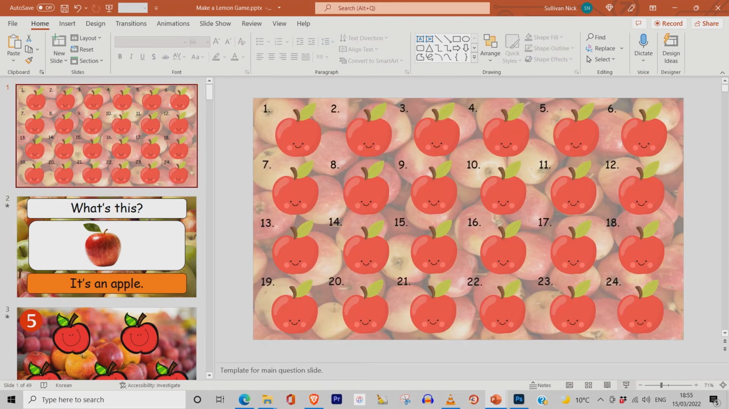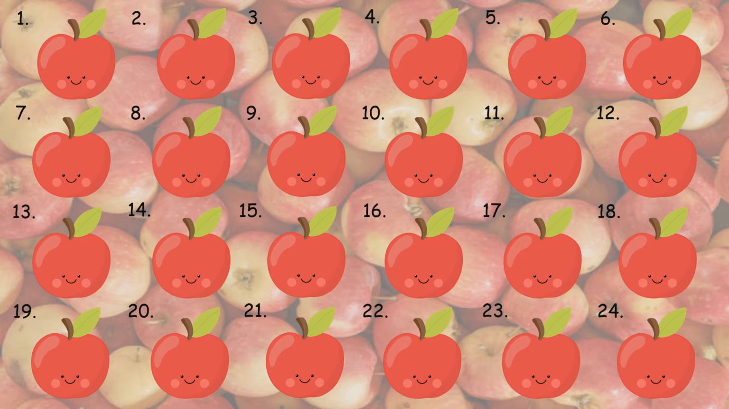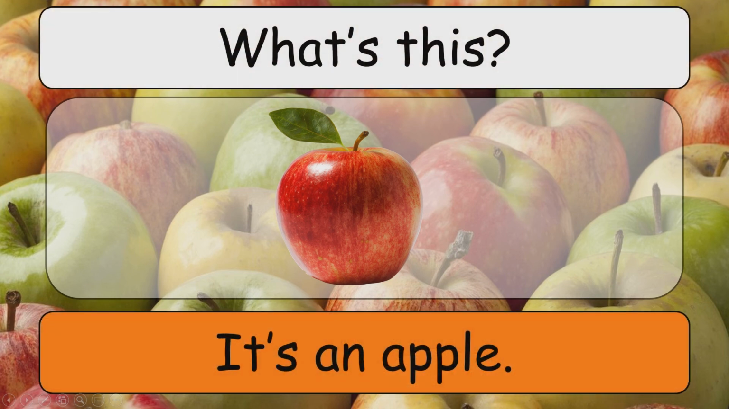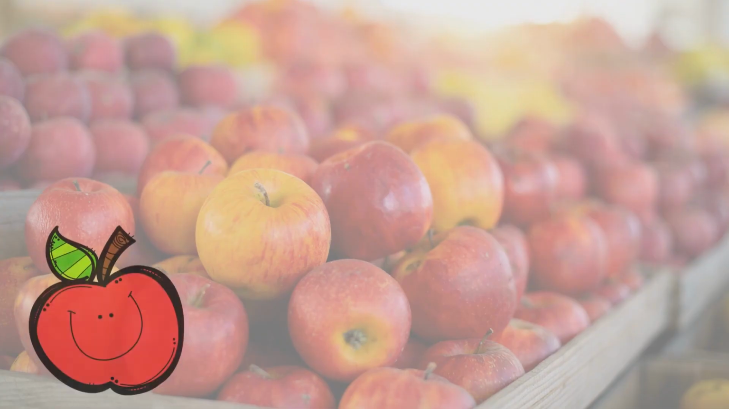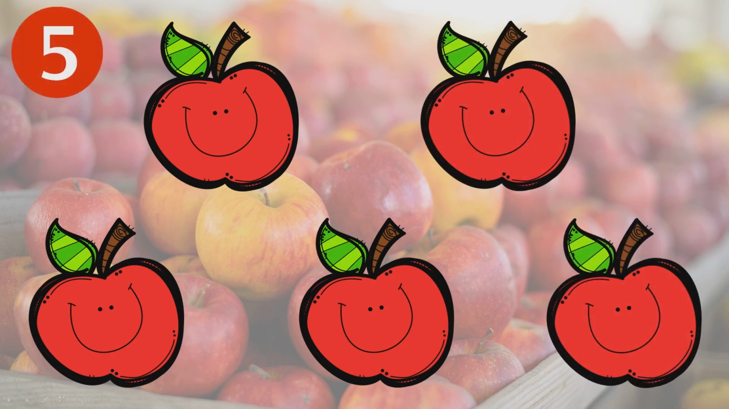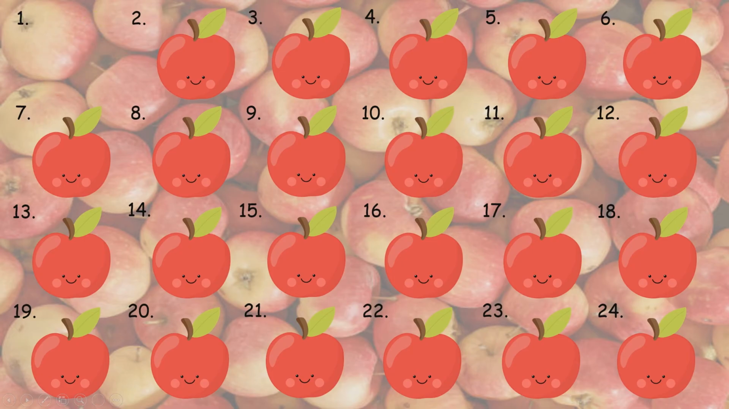Go to the bottom right hand corner here and open up the presentation. Good. So I'm going to choose number 1. What's this? It's an apple. And push the space bar or left click the mouse. Good. There it is. 5 points. 5 happy apples. I can click on the background or I can click on the number 5. That will take me back to the main question slide.